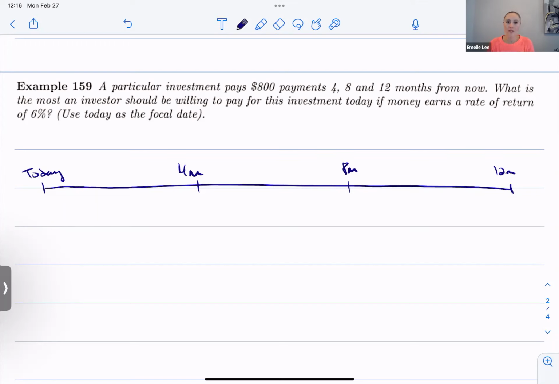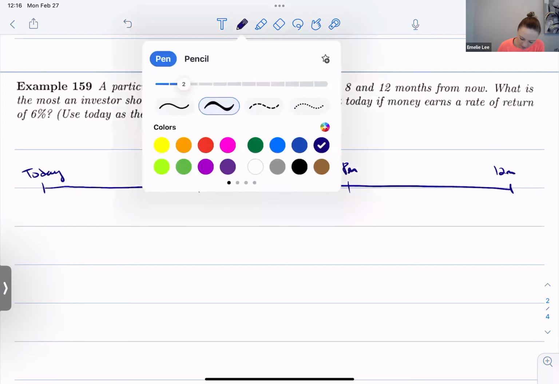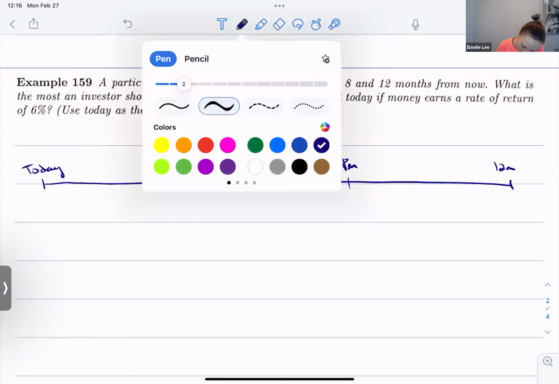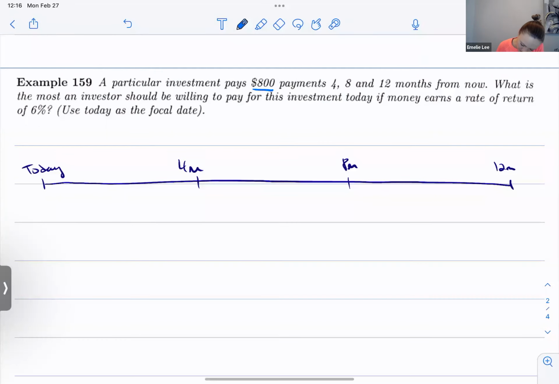Okay, so this investment is going to pay you $800 4 months, 8 months, and 12 months from now. Okay. So in terms of the dollar amounts, let's do this. The dollar amounts are 800.